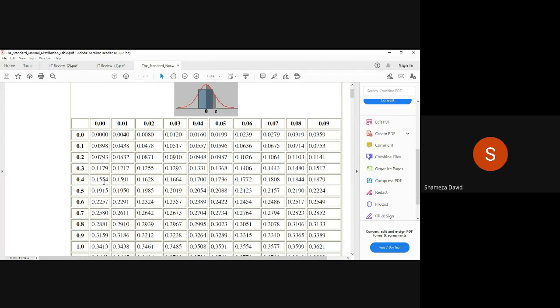If you have your calculator at hand, you can do that calculation. It's not 0.1554, it's 0.1915. This is the value for 0.5. So it's plus 0.1915 for 0.5.